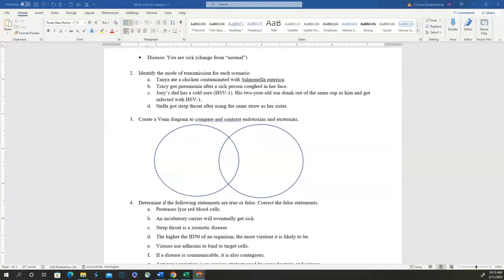All right, for C, Joey's dad has a cold sore. His 2-year-old son drank out of the same cup as him and got infected with HSV1. So again, the virus in this case is associated with the cup. And so the son is coming in contact with the pathogen courtesy of the cup. Okay, so this is going to be indirect, and more specifically, fomite transmission, because it's that cup that was contaminated. And when he came into contact with the cup, he also got contaminated with the virus.